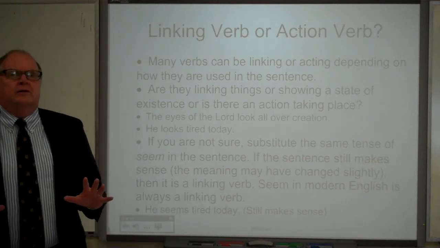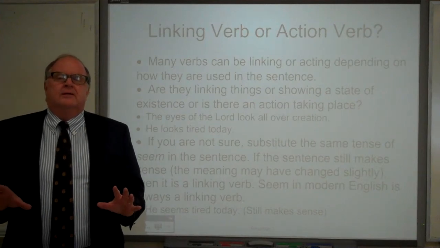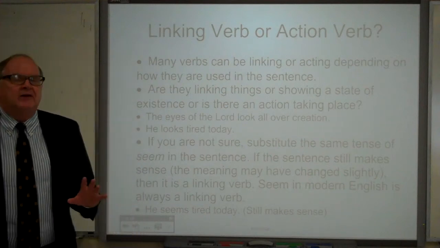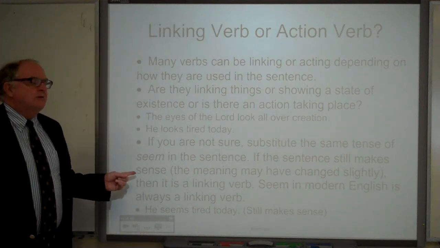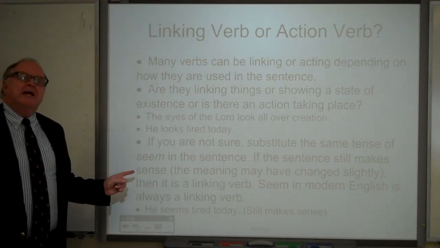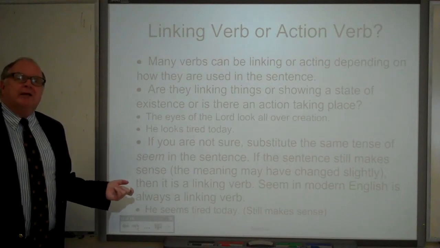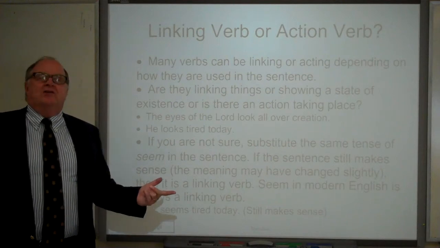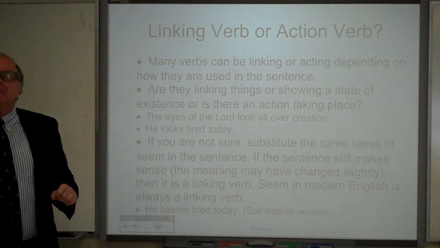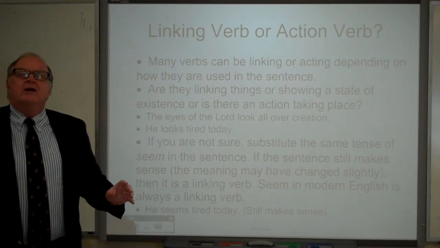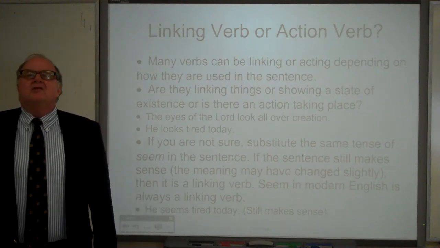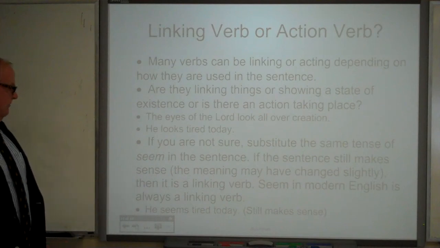If you're not sure whether it's a linking verb or an action verb, here's a little trick that I found that works well. Use the same tense of seem to replace the verb you have a question about. If the sentence still makes sense, the meaning may change slightly, but if the sentence still makes sense, then you know you have a linking verb, because in modern English, seem is always a linking verb.